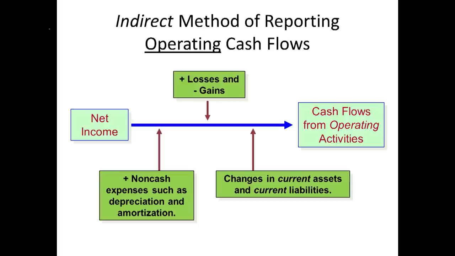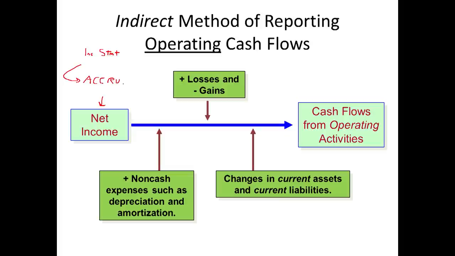Now, let me explain this slide. Well, first of all, let me ask you two questions. We've got net income right here, correct? What financial statement do we pull net income off of? Yes, that should be an easy one. The net income comes off the income statement. Is that correct? Okay. Now, the income statement, is that prepared on the accrual basis of accounting or on the cash basis of accounting? That is correct. It is prepared on the accrual basis of accounting.